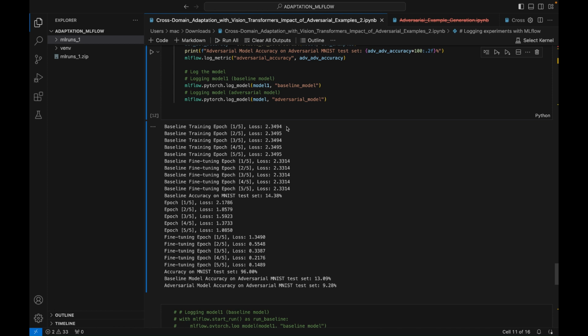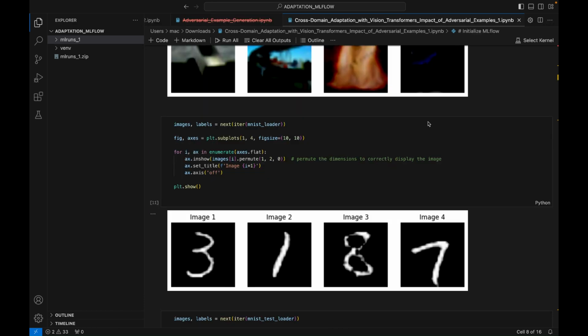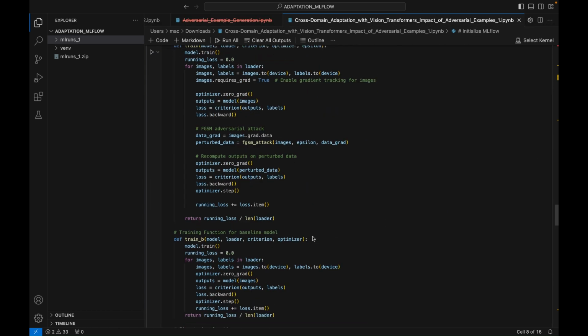During the baseline training on CIFAR-10, the ViT model achieved a loss of approximately 2.35 over 5 epochs. Following fine-tuning on the MNIST dataset, the model loss decreased significantly, reaching approximately 0.15. However, when subjected to adversarial examples generated from MNIST, the model's accuracy plummeted to 9.28%. So overall, baseline model training and fine-tuning has been done, where we got an accuracy of 14.38%, and then in evaluation we got approximately 14%.